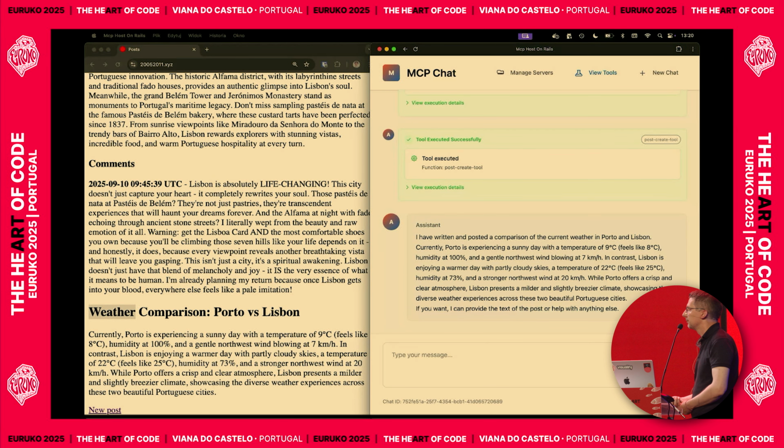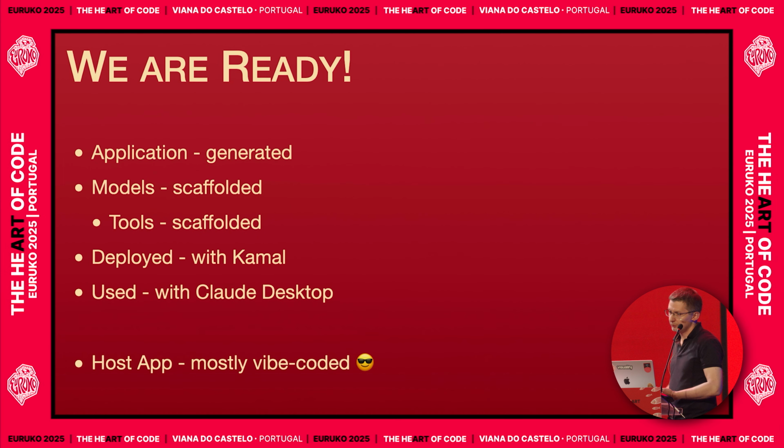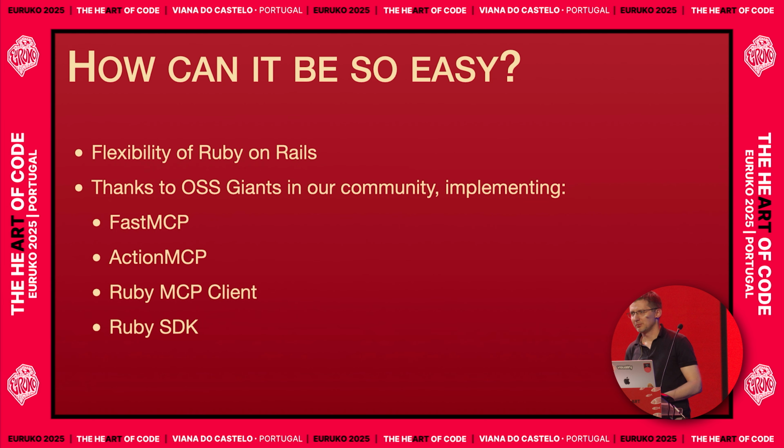And we are ready. The application has been generated, models and tools scaffolded. We've deployed with Kamal, used it with a customer-facing application, Claude Desktop. And the host app, well, it has been vibe-coded mostly. Just the most important logic was written by me. So how can it be so easy? I'd say it's the flexibility of Ruby on Rails.